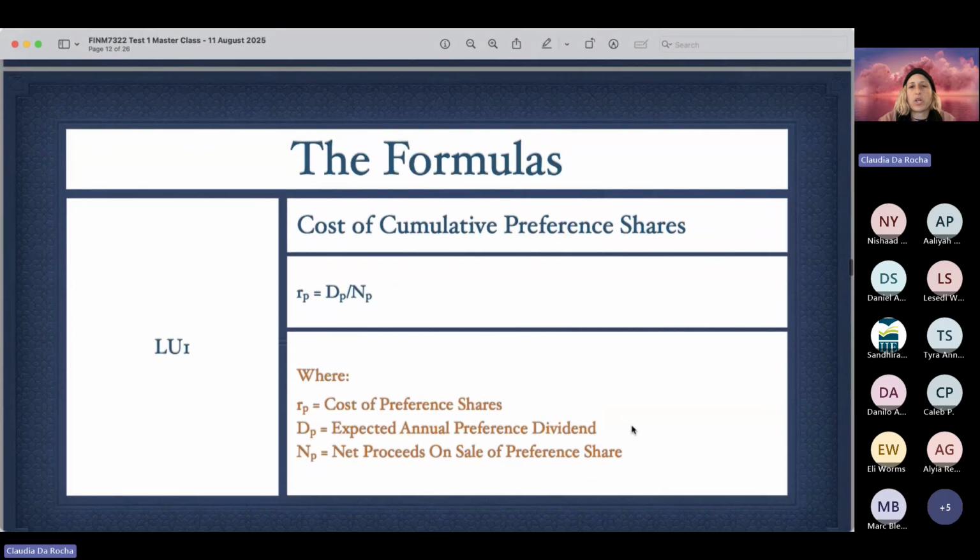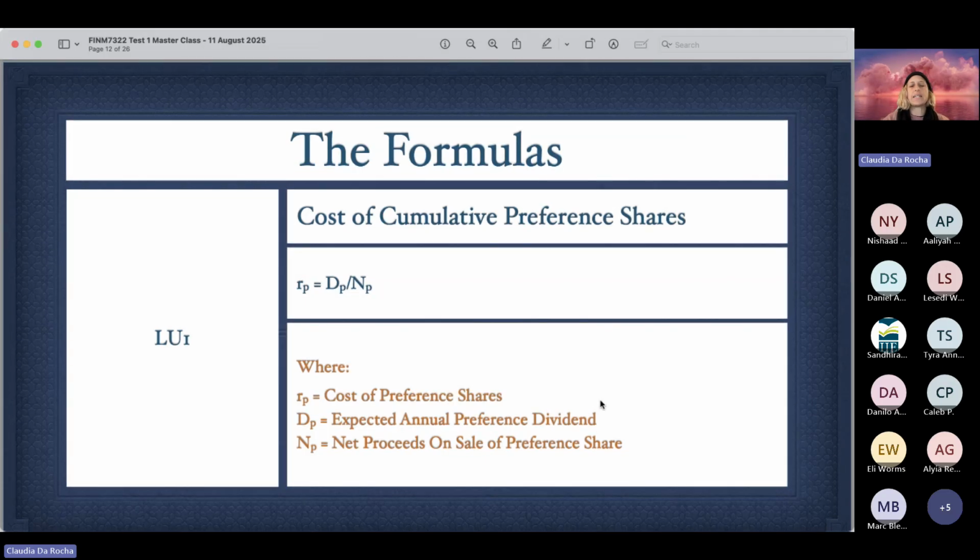Then you have cost of cumulative preference shares. Cumulative preference shares is where the dividends that are meant to be paid every year are accumulated. If it's not paid in one year, it's held until the next year and then paid. So the formula is the same as per other preference share formulas. The only difference is your dividend would be the accumulated dividend that has not been paid. For example, if in the previous year there was a dividend that wasn't paid, this year you will say the dividend is last year's and this year's dividend.